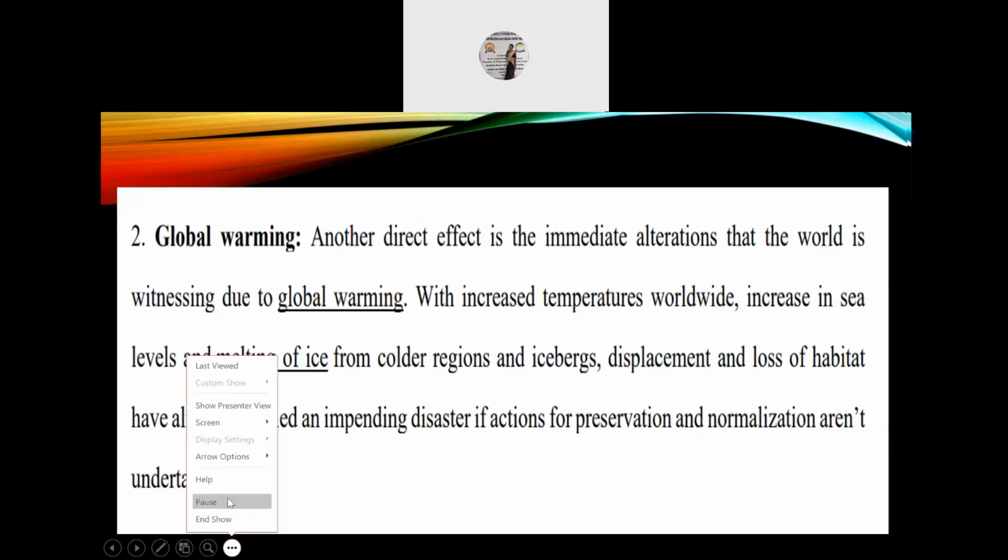Number 2, global warming. Another direct effect is the immediate alterations that the world is witnessing due to global warming. With increased temperatures worldwide, increase in sea levels, and melting of ice from colder regions and icebergs, displacement and loss of habitat have already signaled an impending disaster if actions for preservation and normalization aren't undertaken soon.